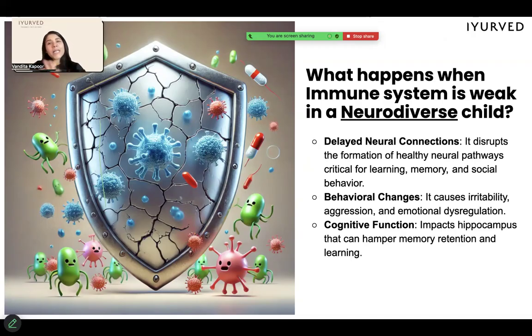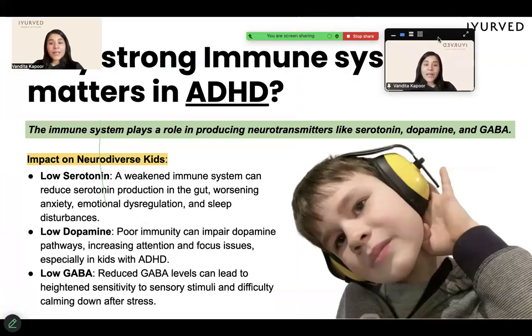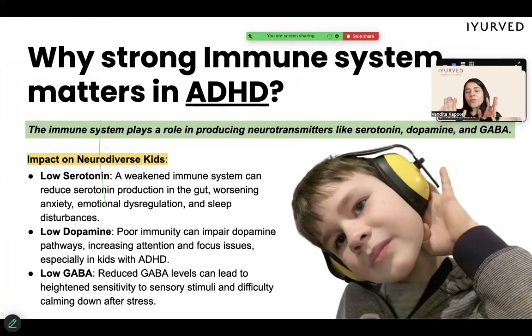So for any child, for anybody, a strong immune system is important. But for a neurodiverse child, I will say please work more on it, because you don't want your child to be overly sensitive, hyperactive, irritated, aggressive. You want your child to focus and learn, because they have to work a little bit extra to be able to calm themselves down. So we have to make sure that their immune system is strong, vis-a-vis their gut is also very strong. Okay, this is something where very specifically I'm talking about how an immune system will matter to a child who has ADHD.